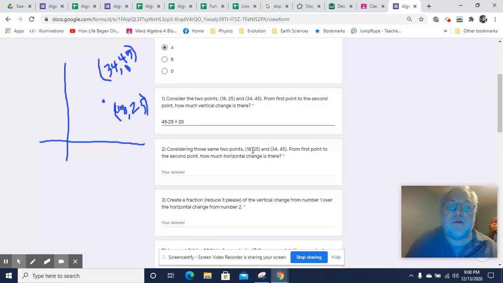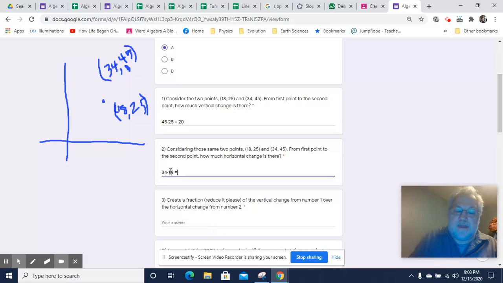Now let's think about the horizontal change. The horizontal change is from 18 to 34. So for that, we want to know 34 minus 18 to find out what that horizontal change is. Well, 34 minus 18 is going to be 16.